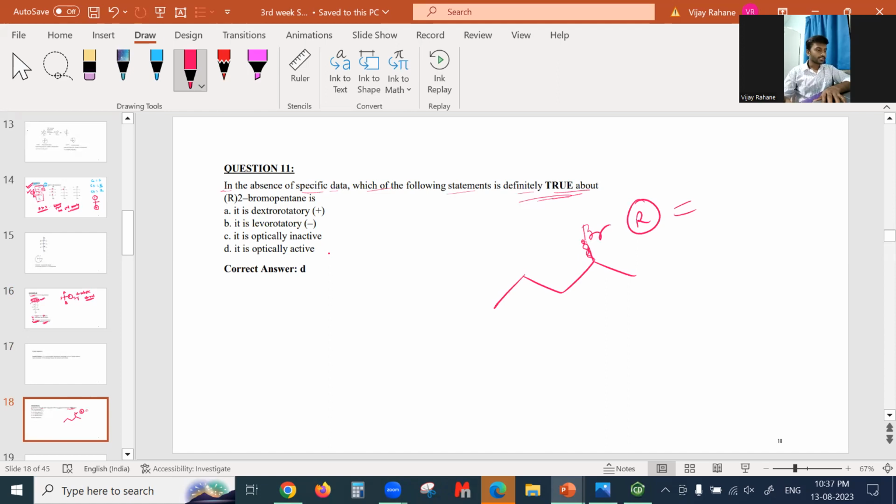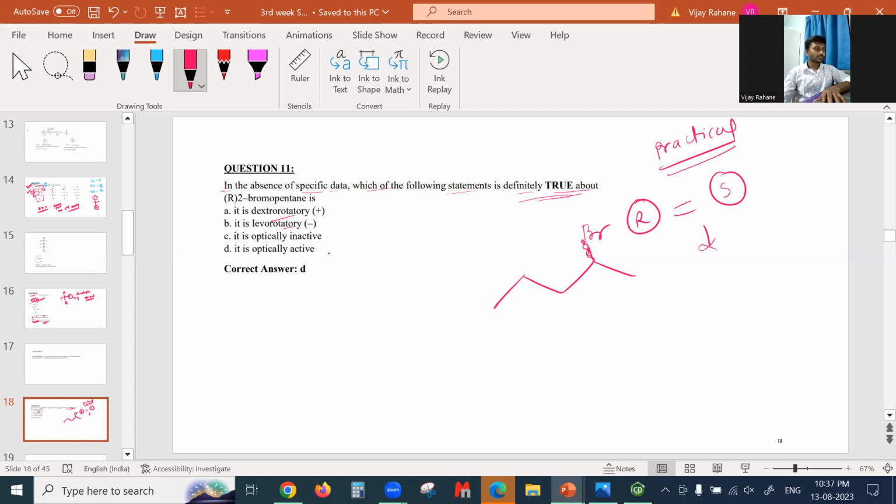Is it dextrorotatory or levorotatory? See, if it is the R configuration or the S configuration, we can't define whether, if it is R, it is dextrorotatory or levorotatory. The dextrorotatory and levorotatory concepts are practical concepts.